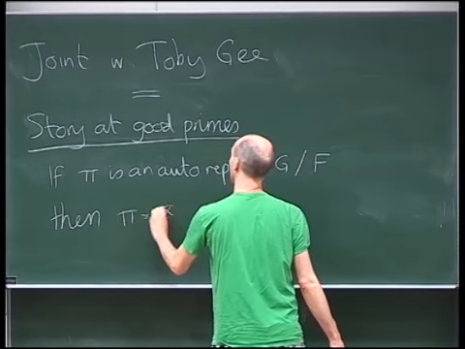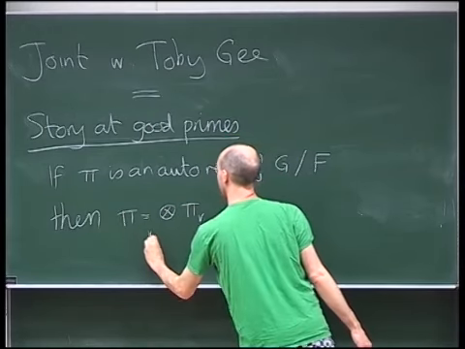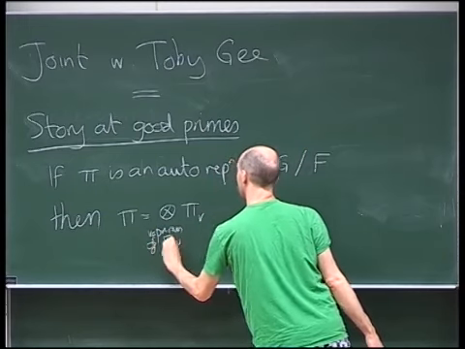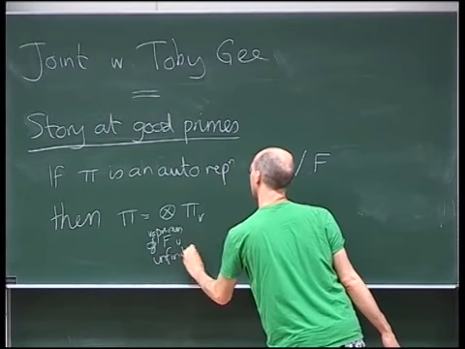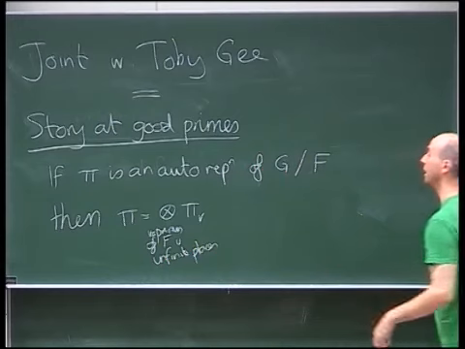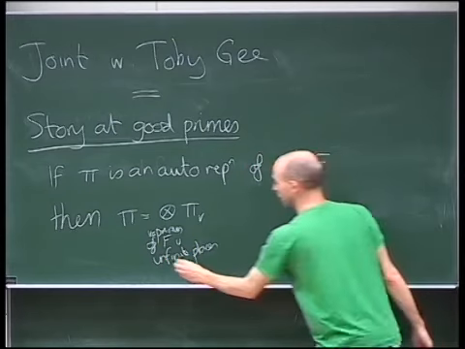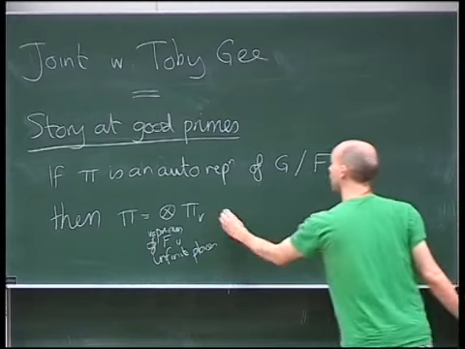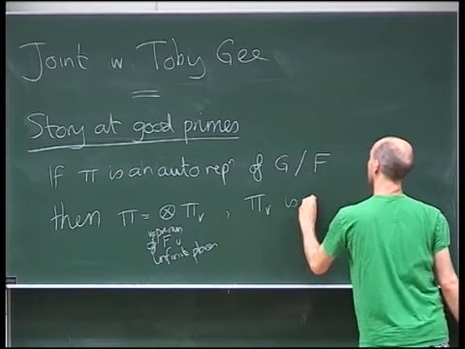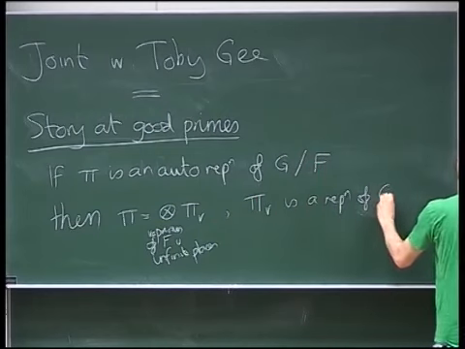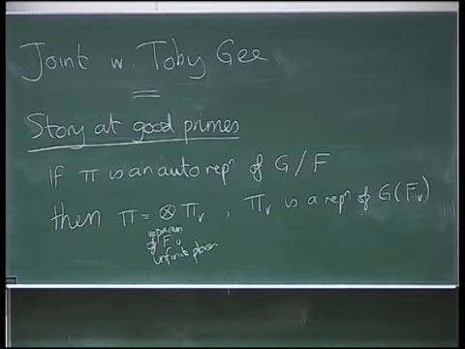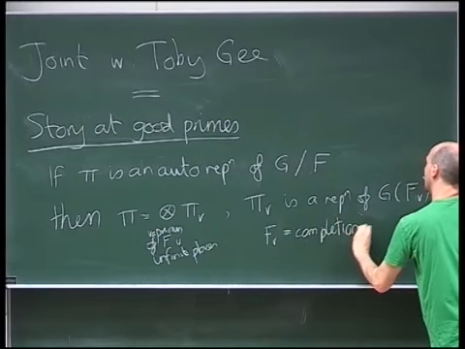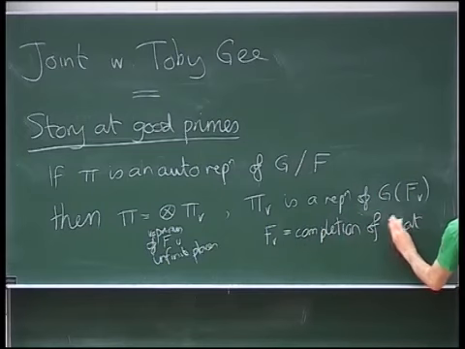Then pi is this tensor product of pi v, where v is now running through the primes of F. V is the primes of F union the infinite places, which is basically the maps from F to the complexes, modulo a map being equal to its complex conjugate. And pi v is a representation of the group G of Fv, where Fv is the completion of F at v.